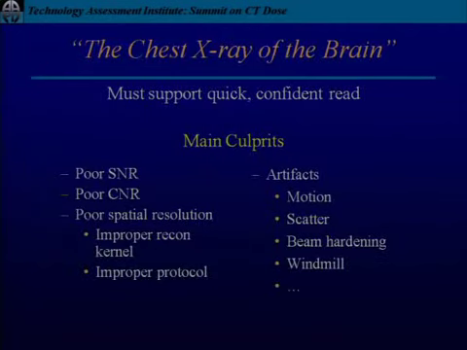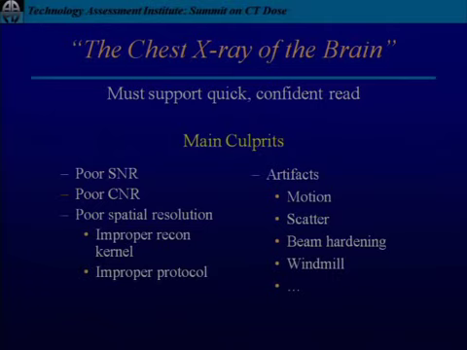Okay. So to me, a neuro CT is the chest X-ray of the brain today. Okay, it is done very routinely. We go through hundreds of these in a day. The scanners are all busy, basically cranking out these things, especially at night when all these traumas are coming in, and it must support a quick, confident read. Okay, if the scanner is not working properly, if the protocols are not right, you will miss things, and bad things always declare themselves. They'll come back to bite you.